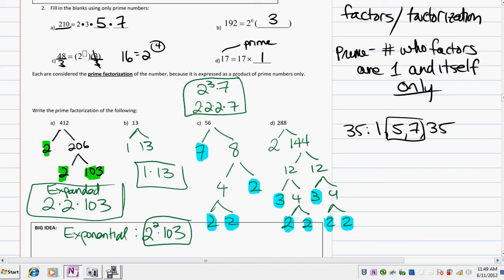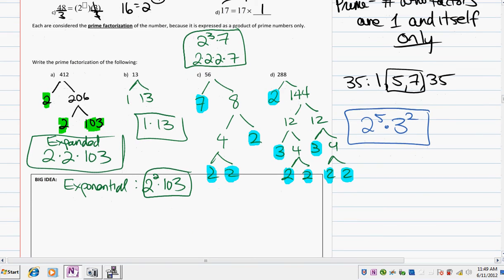Don't forget that 3 buried in there. 6, 7. So I have 5 2's. So this is 2 to the 5th times 3 to the 2nd. And you'll find the exponential is a little more compact to write.